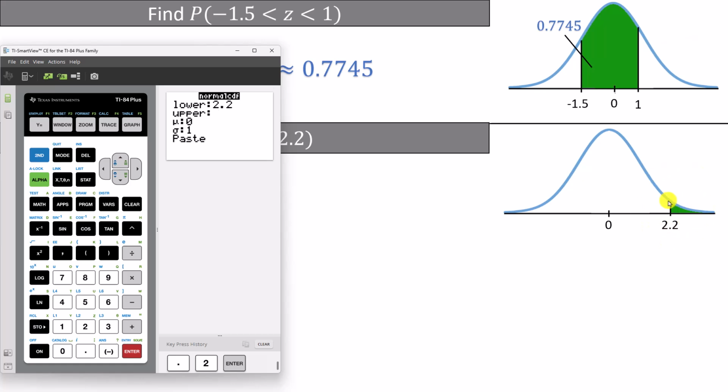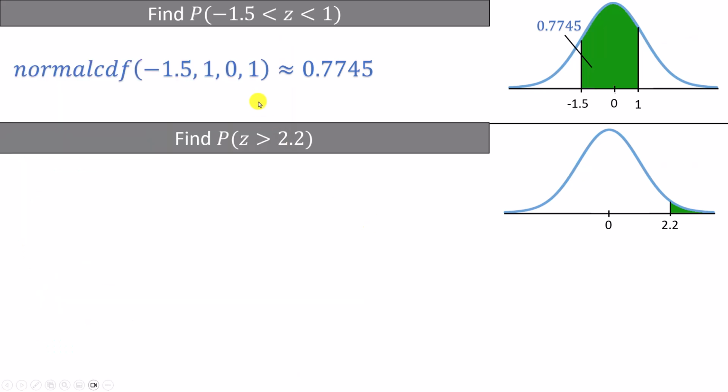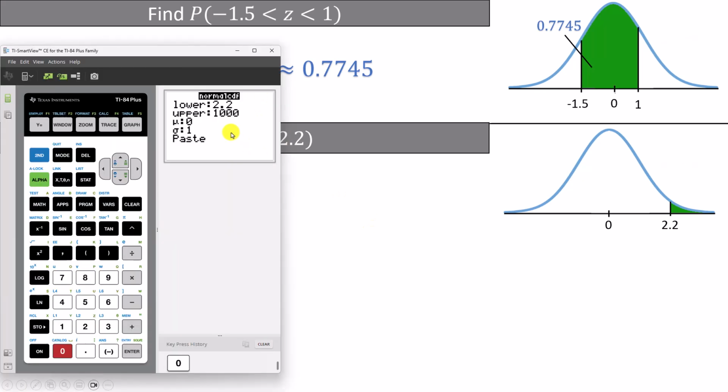But in this case, there really is no ending point for the shaded region. It really just continues to go in the rightward direction forever. So this is the case where we have to use 1,000 to represent infinity. So we're going to put in 1,000 as our upper bound. Anytime you have a greater than probability, you're going to have the upper bound as 1,000. And if you had a less than probability, you would end up having negative 1,000 as your lower bound.